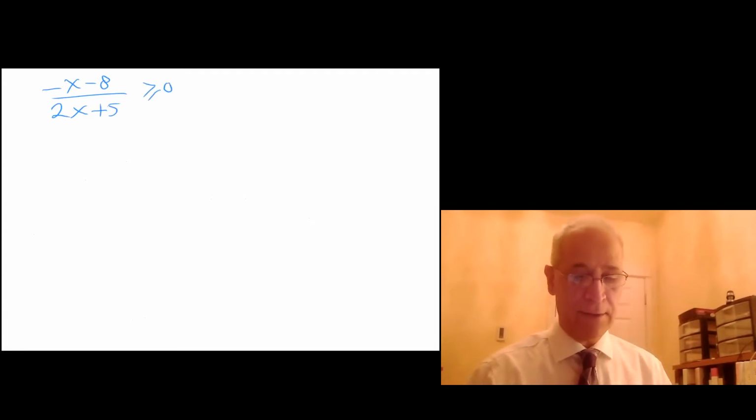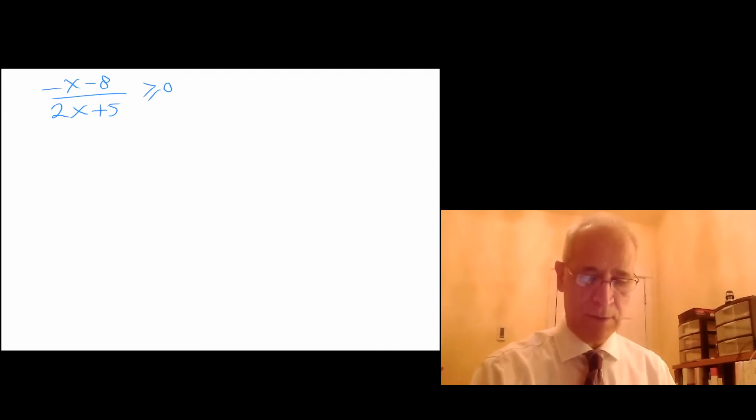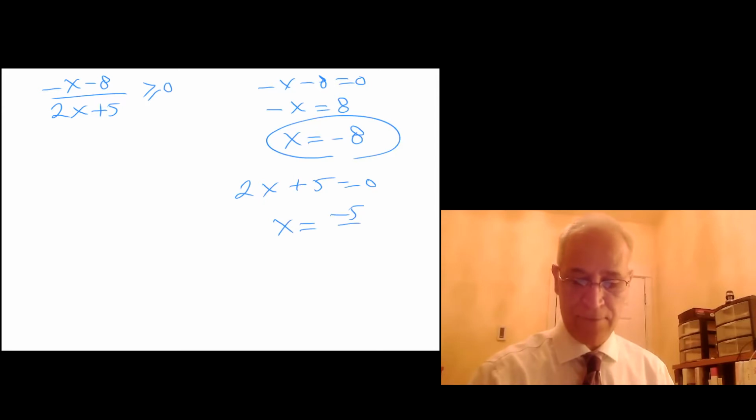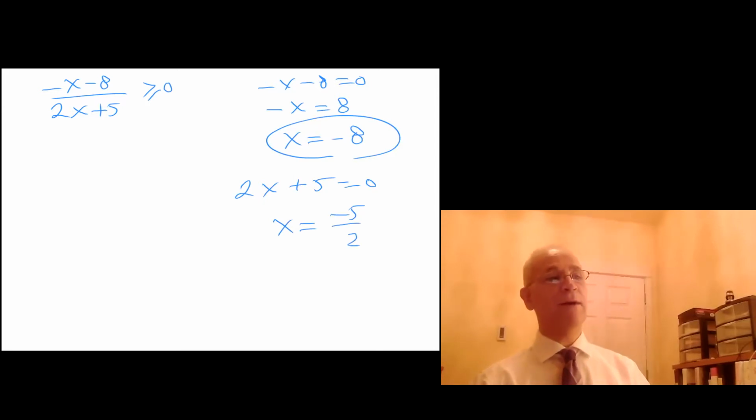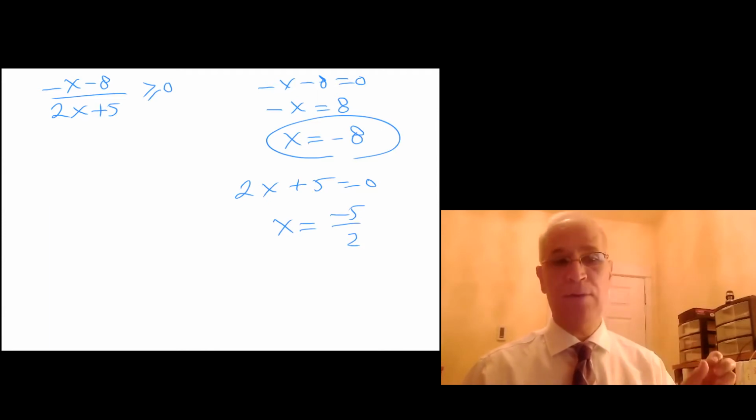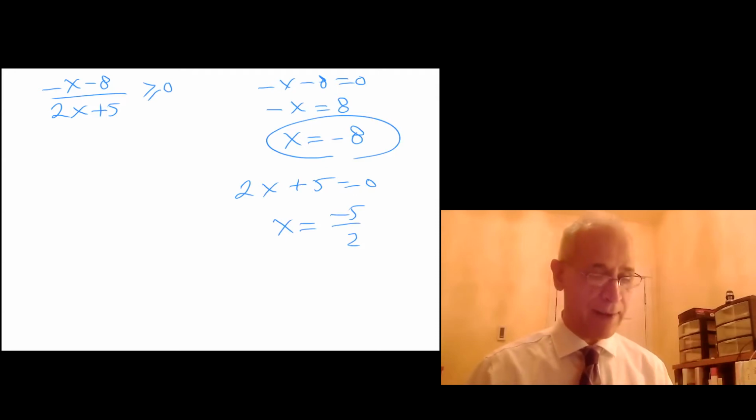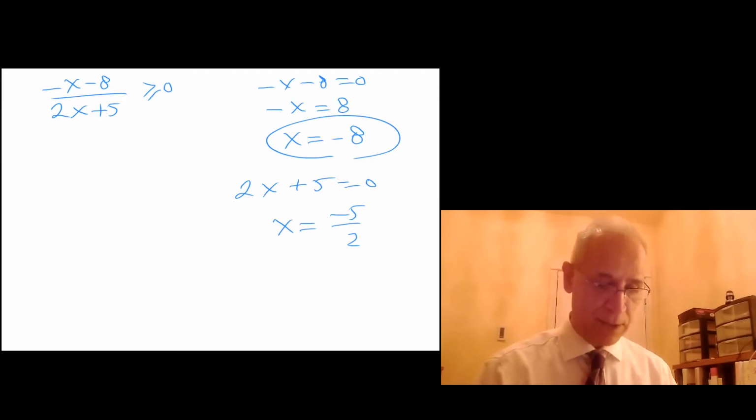What are the points that I can find? If I set the numerator equal to 0, so minus x minus 8 equals 0, minus x equals positive 8, x equals negative 8. So that's a critical point right there. And if I set 2x plus 5 equals 0, I get x equals minus 5 half. And I know at x equals negative 5 half, I do have 0 in the denominator. This rational function will be undefined. So negative 5 half is not part of the domain of this rational function. So that makes it a point of interest.